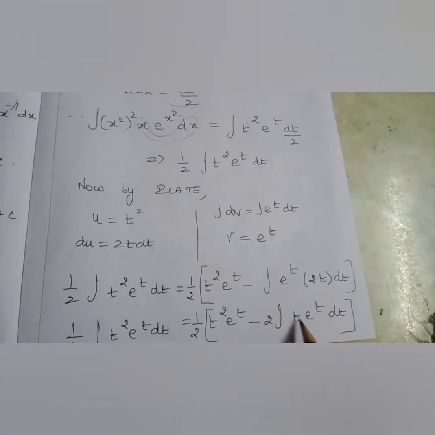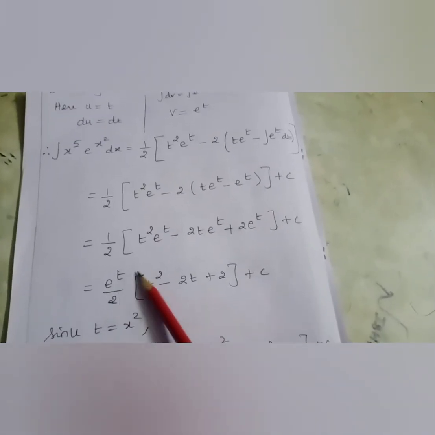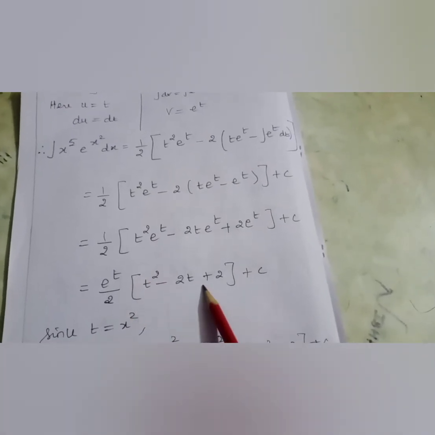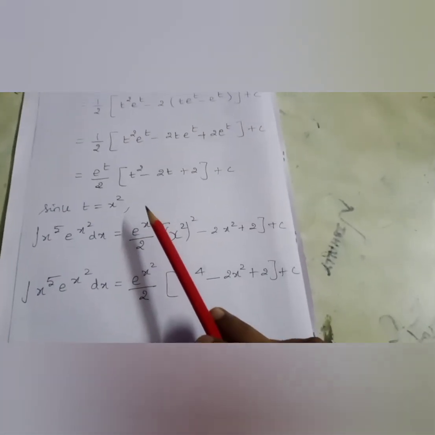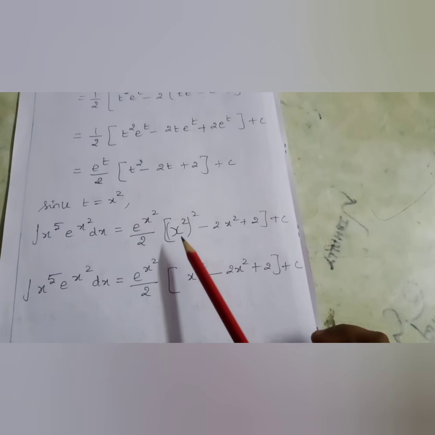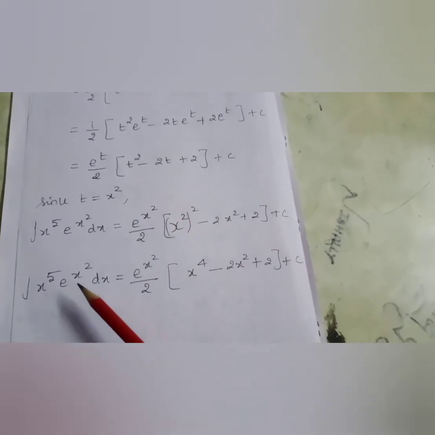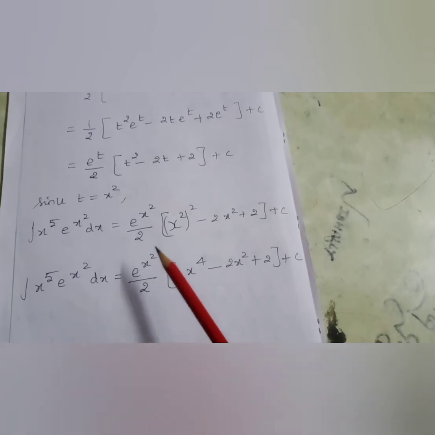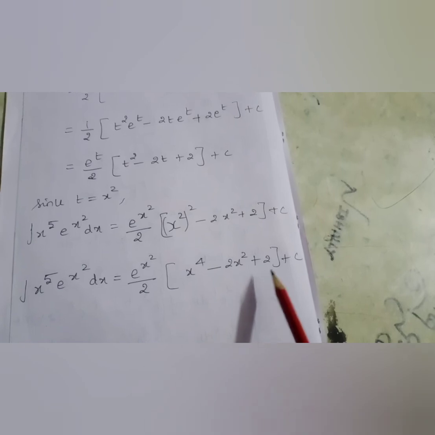Again I will take 2 outside, I am having it to be t e power t. So for this t e power t, once again I will use the integration by parts, and after integrating that also I am getting the answer to be e power t by 2 into t square minus 2t plus 2 plus c. Now what is my t? t is actually x square, so I will substitute in the place of t as x square. I am getting the answer: integral x power 5 e power x square dx is equal to e power x square by 2 into x power 4 minus 2x square plus 2 plus c.